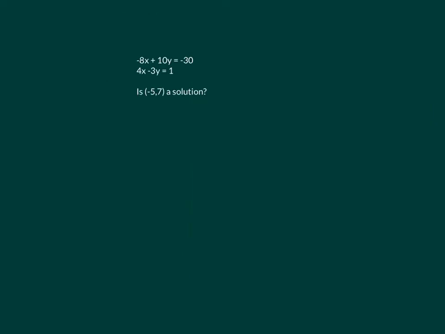This problem asks us if (-5, 7) is a solution to this system. Well, if it's a solution, the best way to check is to plug it in. So we're going to plug in the x and the y in for our equations. So we're going to do -8, plug in -5 in for x, plus 10 times my 7, which is the y, equals -30. We're going to test that out, see if it works.